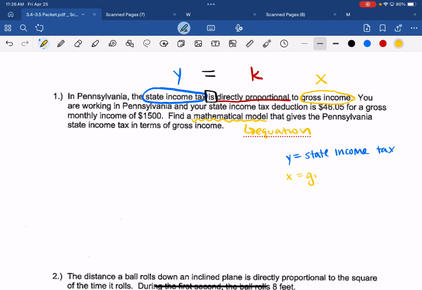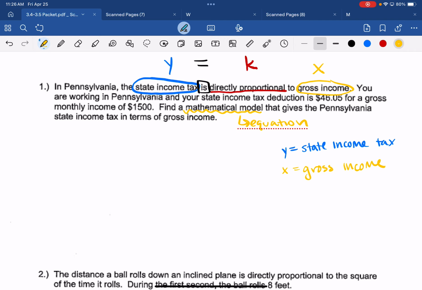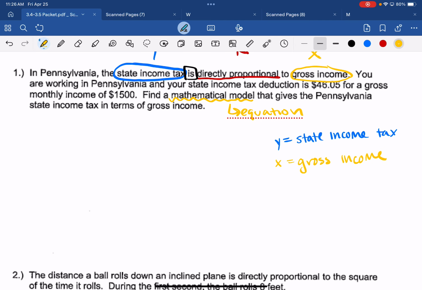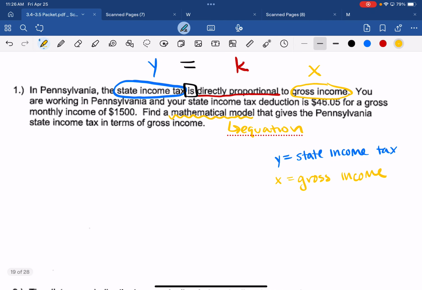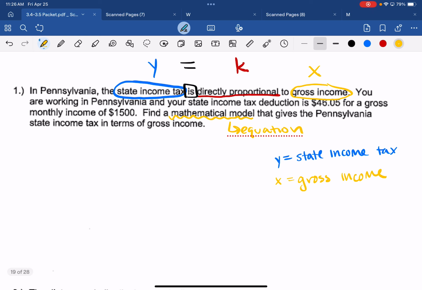X is talking about gross income. You don't need to define K because K is going to become a number. Okay, K is our constant. That's the whole goal in these problems. You need to figure out what the constant is, or how state income tax is directly proportional to gross income. That's ultimately our goal here.